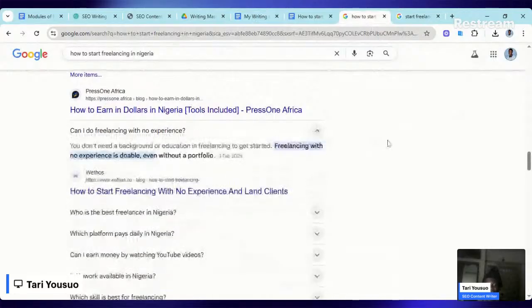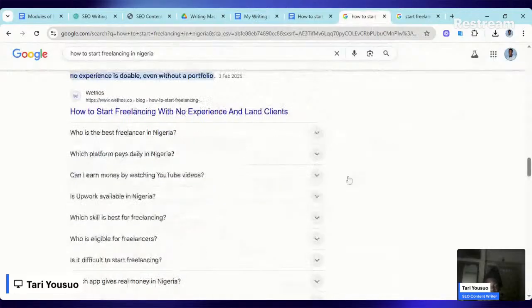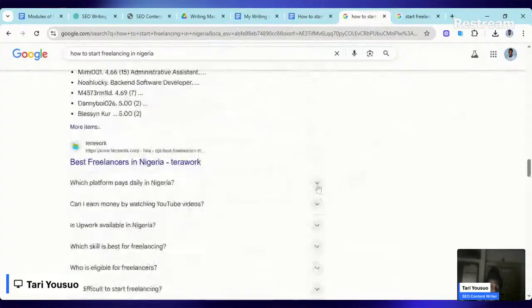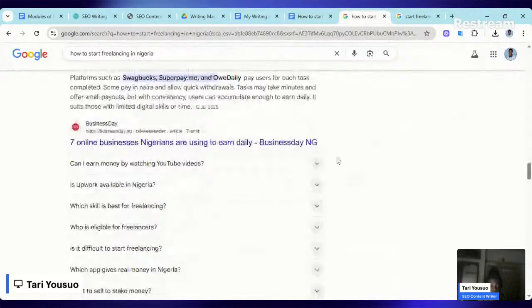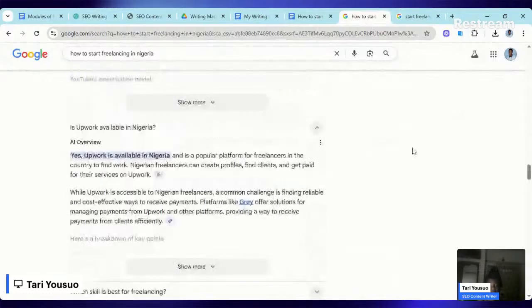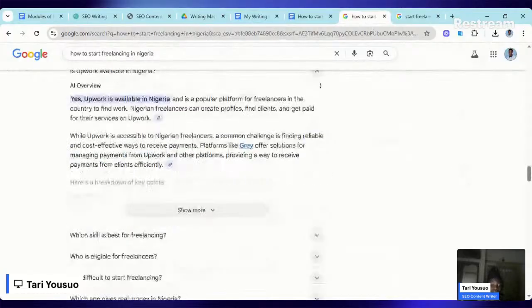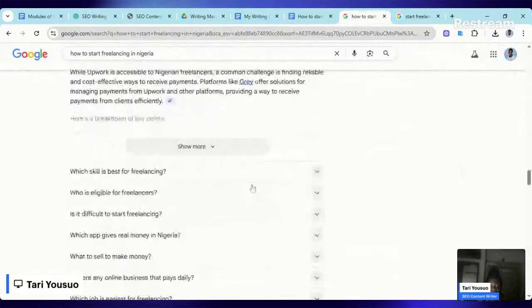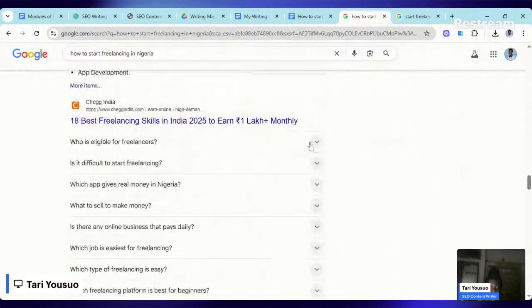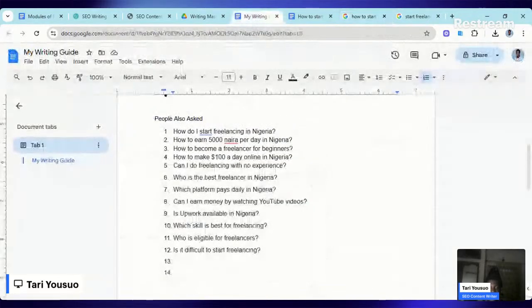So can I do freelancing with no experience? Who is the best freelancer in Nigeria? Which platform pays? Can I earn money by watching YouTube videos? Is Upwork available in Nigeria? Funny questions that give you insight into the pains of people. Then which skill is best for freelancing? Who is eligible for freelancers? Which question did I stop at? Is it difficult to start freelancing? Okay.